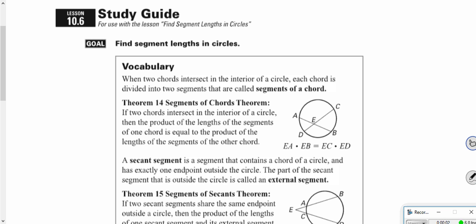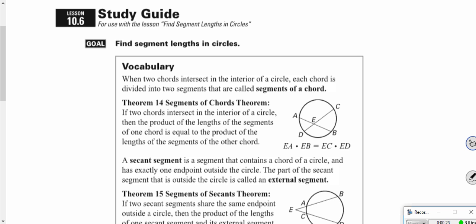Okay, geometry students, this is section 10.6. More circle stuff. So we've got more theorems on chords and secants and secant segments. We'll talk about it. This can be a little confusing.